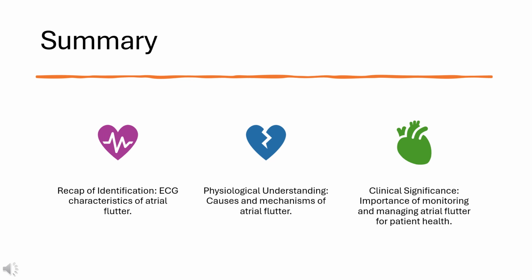Rapid atrial rates can compromise cardiac output, especially if the ventricular rate becomes too fast or irregular. Monitoring hemodynamic status, including blood pressure and pulse, is essential to ensure stability. And management includes controlling the heart rate, restoring normal rhythm if possible, and preventing thromboembolism. This often involves the use of medications such as beta blockers, calcium channel blockers, antiarrhythmics, and anticoagulants. In some cases, electrical cardioversion or catheter ablation may be necessary to restore and maintain normal sinus rhythm.